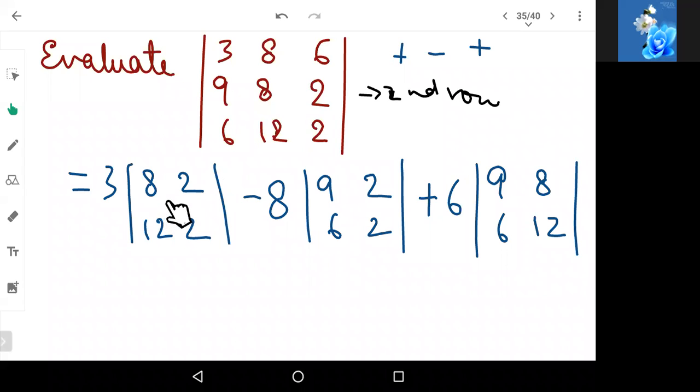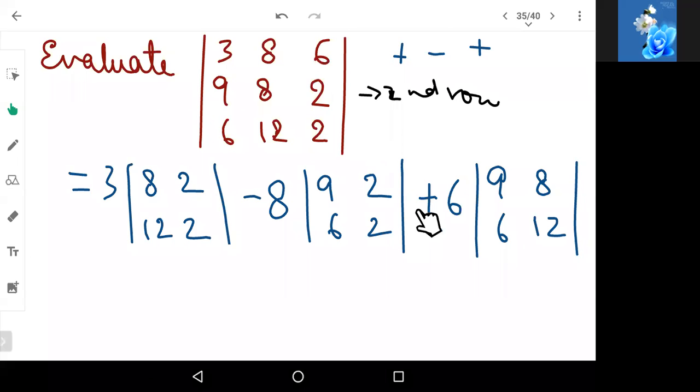Okay, now after this, what is the sign position? Plus, minus, plus. So it will be plus, minus, plus. Okay, so here now take the second element, that is minus 8. Why minus 8? Because minus and then this 8 has to be considered. So 9, 2, 6 and 2. You will not consider this second column and the first row.